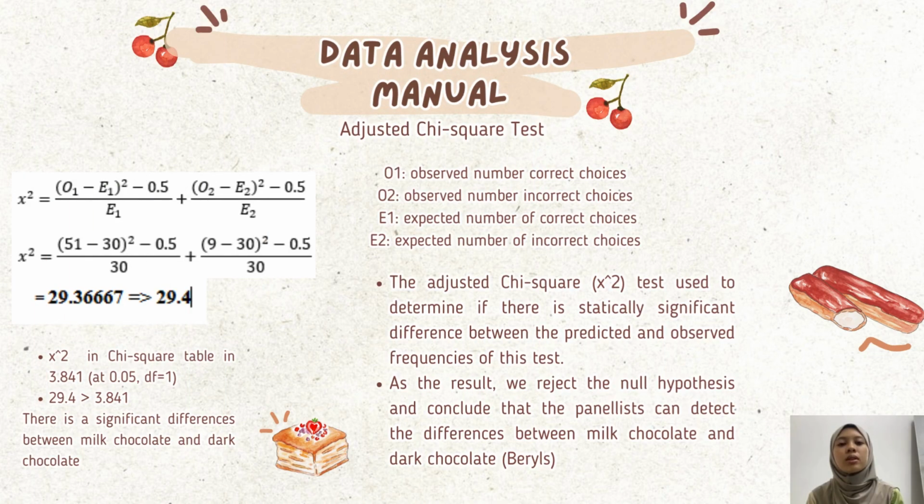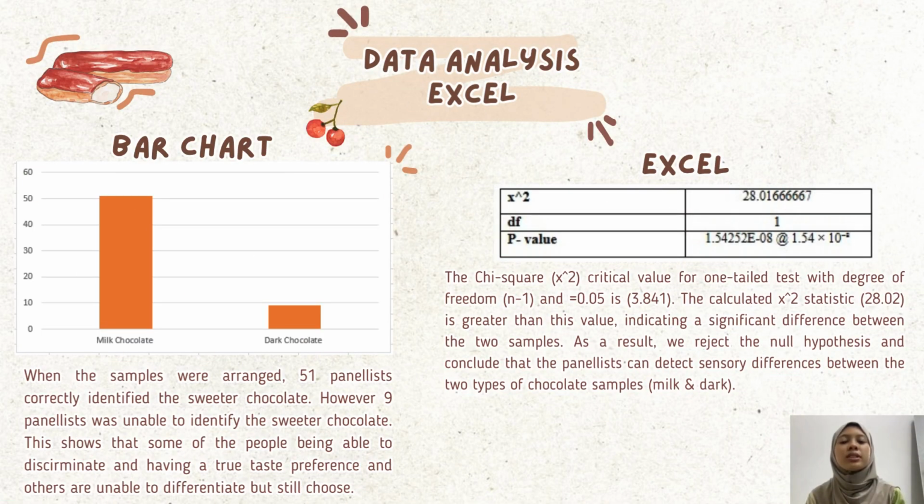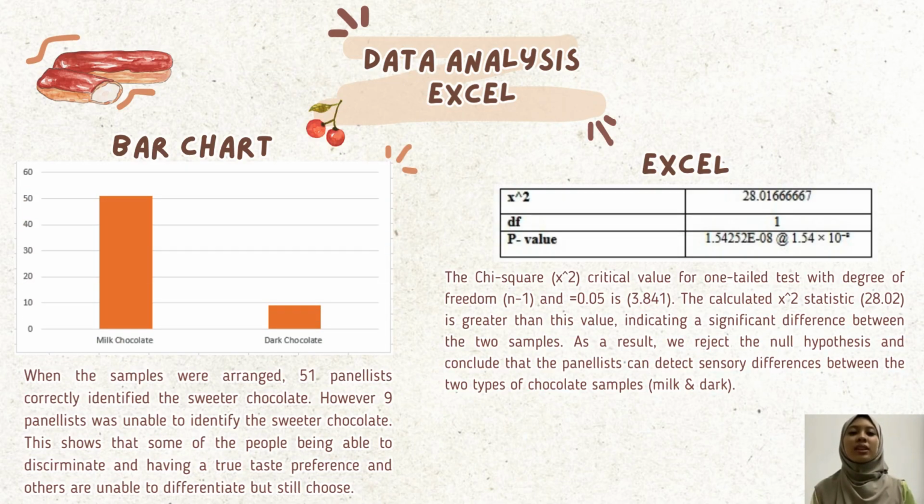The calculated chi-square value, which is 29.4, exceeded the critical value 3.841. This led to rejecting the null hypothesis. The chi-square test found a significant difference in sweetness perception between milk and dark chocolate, with 51 panelists choosing milk chocolate and 9 choosing dark chocolate. The test result showed a chi-square value of 28.02, which was much higher than the critical value of 3.841.